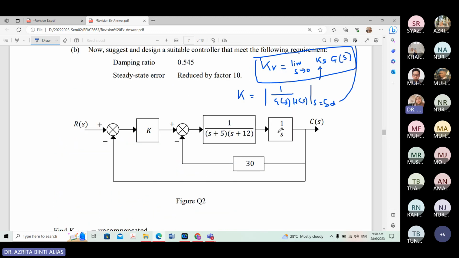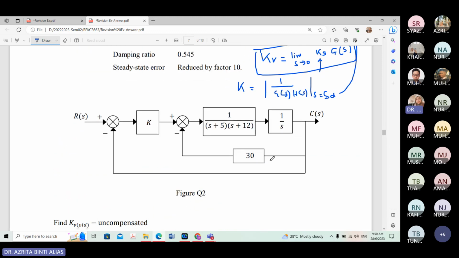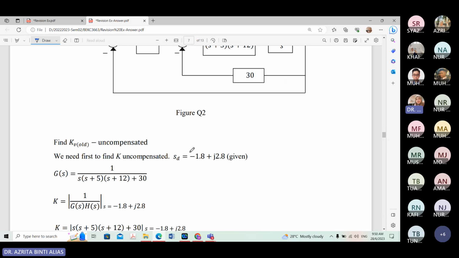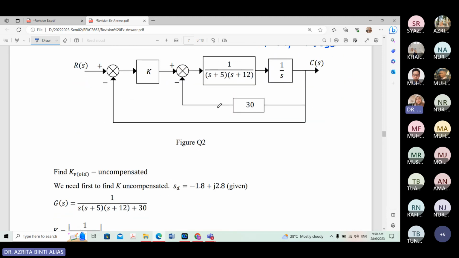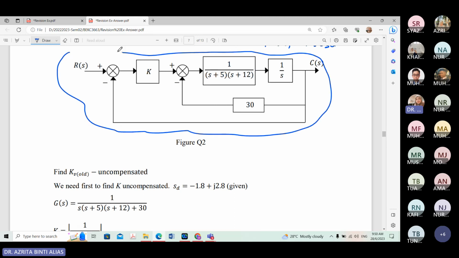Okay, so what is the value of G? Since the system here is a complicated system. Before this, we only considered our calculation based on this system. So we have K cascaded with the G, and then we have feedback here. Okay, so this is the typical system.